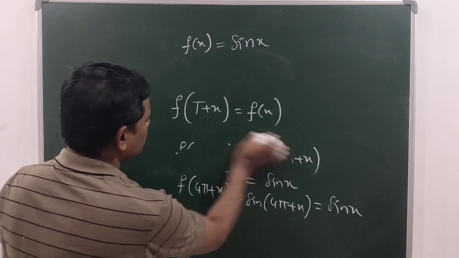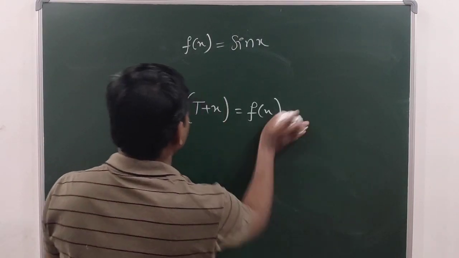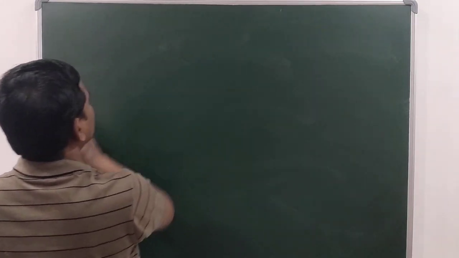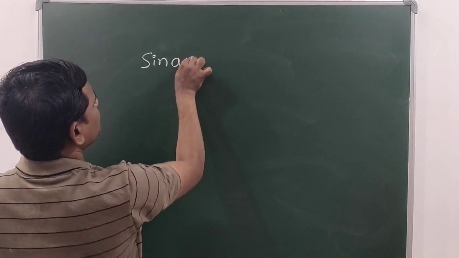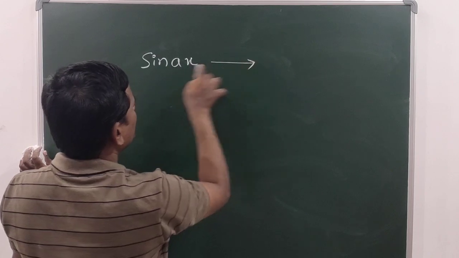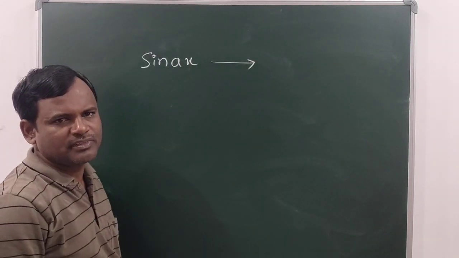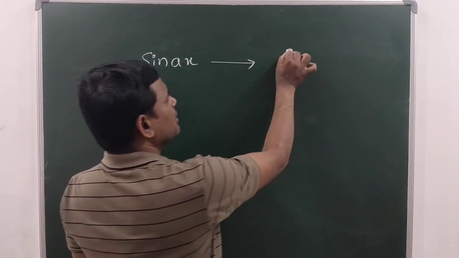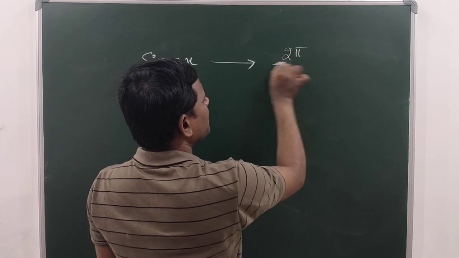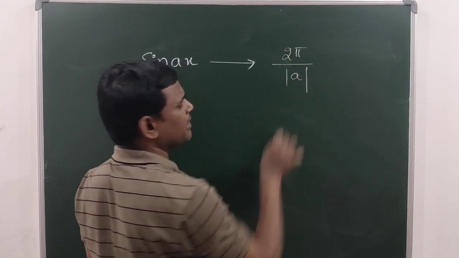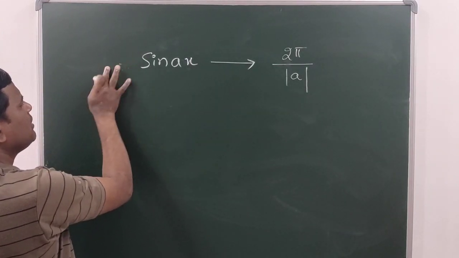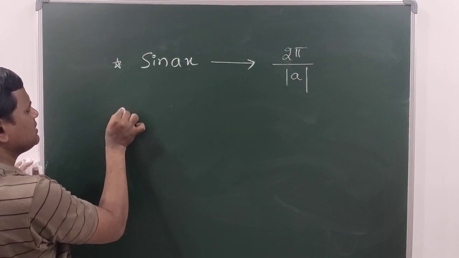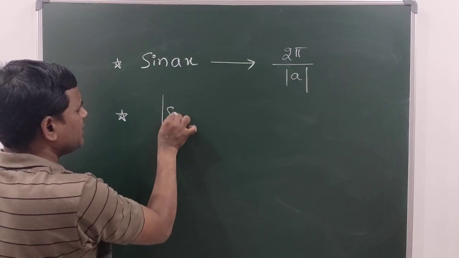Okay, so suppose the function is given like this, sin of ax, where a is the coefficient of x. a can be either positive or negative. Then you have to say its period is 2 pi radians by mod a. Okay. So suppose the function is given like this, mod sin x.